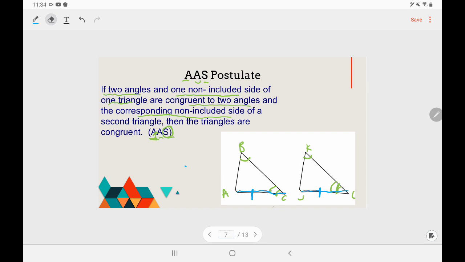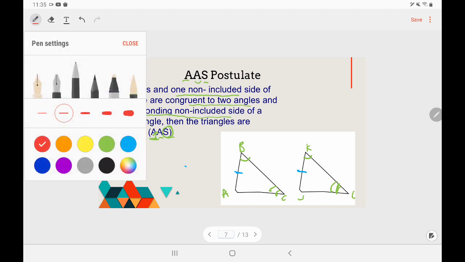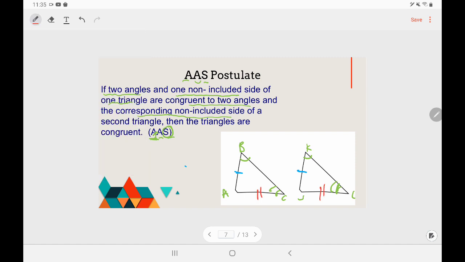Now, I do want to show you, it doesn't have to be this side. I do have one other non-included side. It's this pair right here. So either this diagram or, we'll just mark it, or if I had these two red ones marked, I only need one because I only need two angles and one side, but this would work as well.